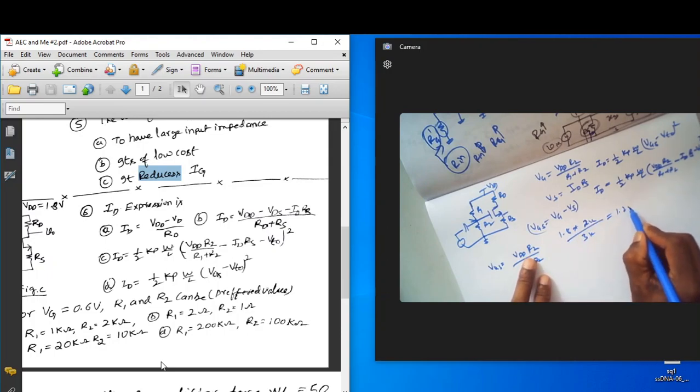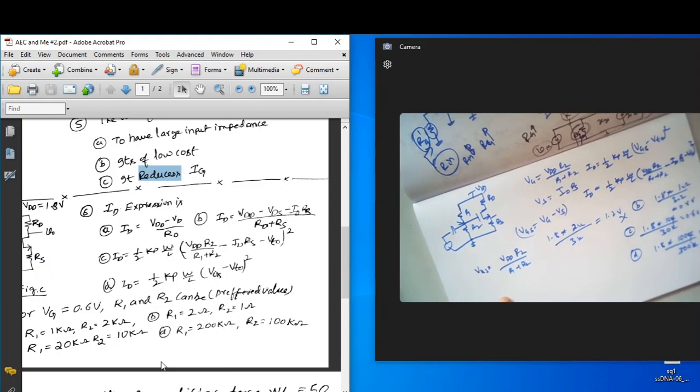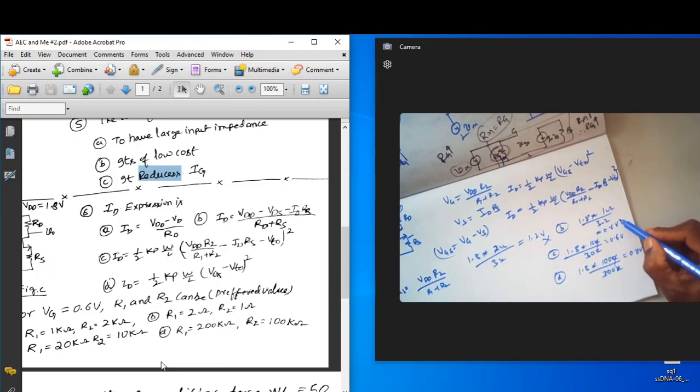Now this is actually 1.2 volt. So this is not an option. In the B option, it is 1.8 into 1 ohm by 3 ohm, you will get 0.6 volt. In option C, it's 1.8 into 10K by 30K. Here also you get 0.6 volt. In the D option, you have 1.8 into 100K by 300K. Here also you get 0.6 volt. In three options of B, C, D, you get 0.6 volts.